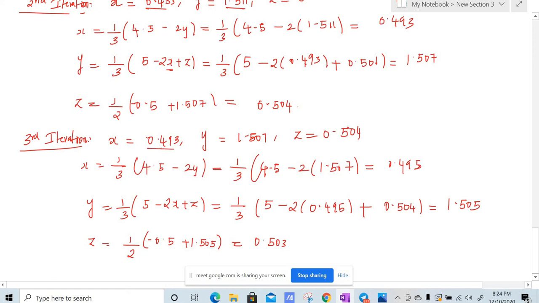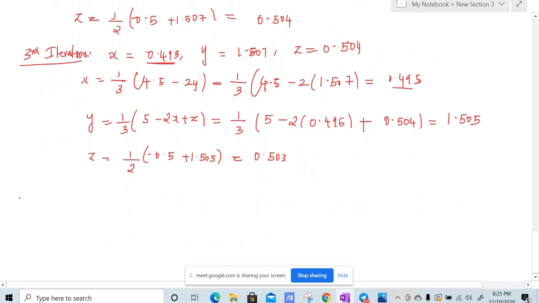So here x is 0.49, y is 1.507, 1.505, z is 0.504, 0.503. So up to 2 decimal places this is correct. So when you do the fourth iteration, our latest value for x is 0.495, the latest value for y is 1.505, and the latest value for z is 0.503.